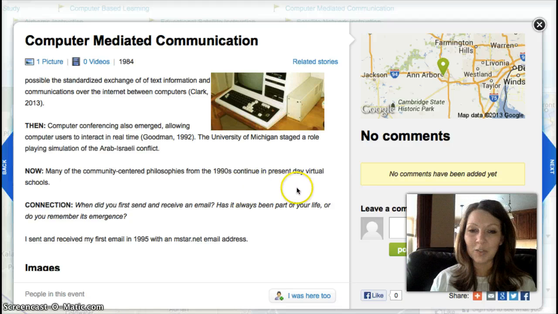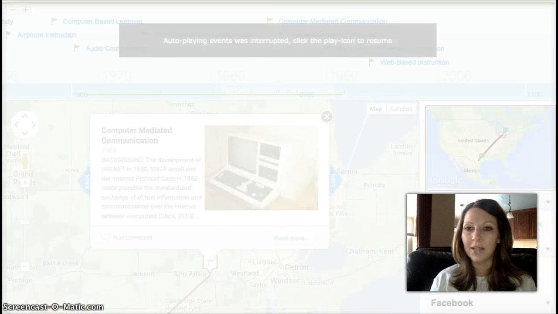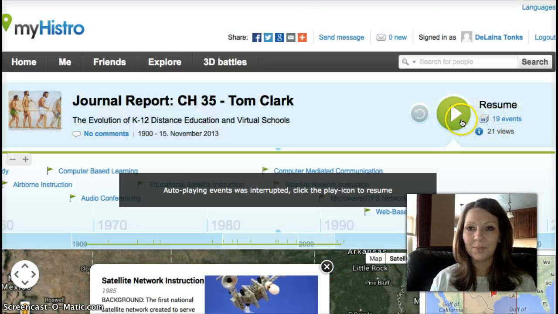When did you first send and receive an email? Has it always been part of your life, or do you remember when? I sent and received my first email in 1985 with an mstar.net email address.